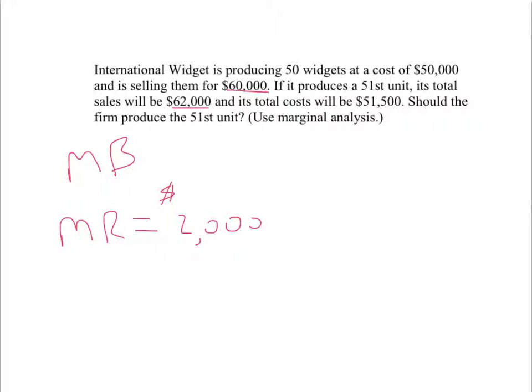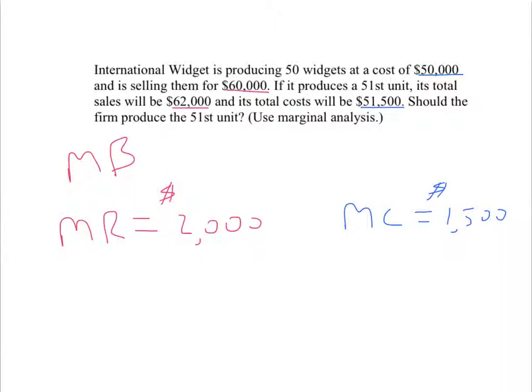The next step would be to compute marginal cost. What's the additional cost of one more unit? Well, costs increase from $50,000 to $51,500, a difference of $1,500. So the additional cost, the marginal cost of the 51st widget, is $1,500.